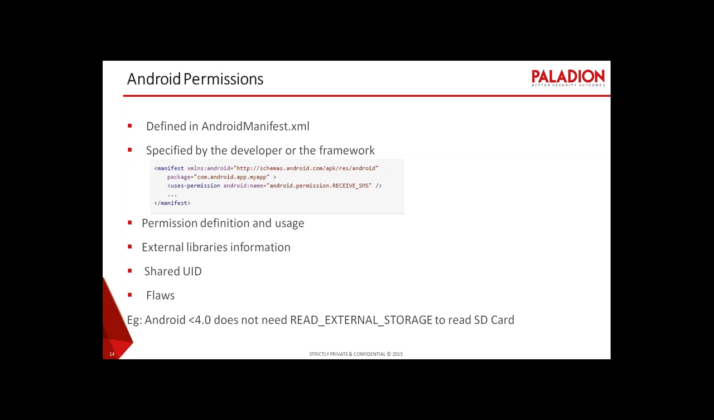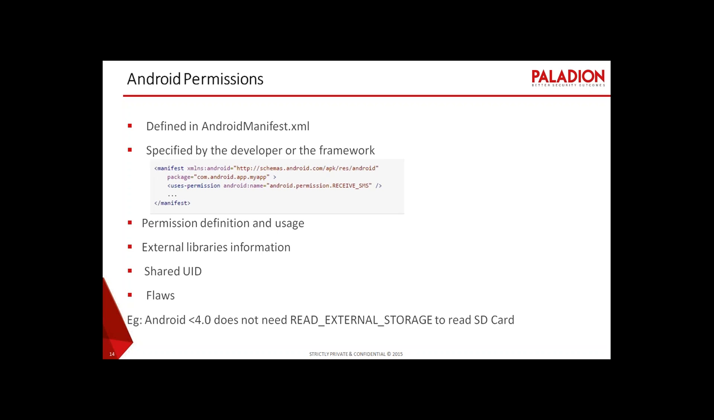Next, further deep diving into Android permissions. Basically, the Android permissions are defined in a file called AndroidManifest.xml. This resides within your APK. So basically, it is specified by the developer what all are the permissions which are required, or the framework directly creates a manifest.xml file in which the permissions are given, right? So this manifest.xml file holds the permission definition and usage, and also we can define what all the external libraries are which we can use.